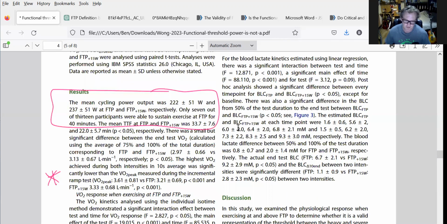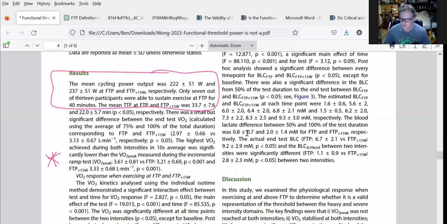So coming down to the results, the mean power output was 220 watts plus or minus 50. Like I said, these guys weren't particularly well-trained cyclists in any stretch of the imagination. An FTP of 220 watts will not get you on the podium in a D-grade club race. Ask me how I know.